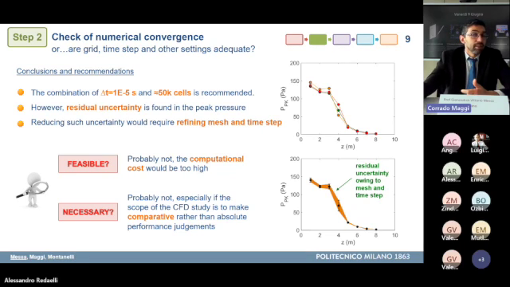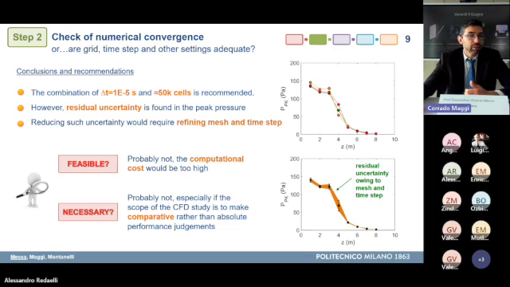Now, one could ask, but is it possible to reduce this variability? Well, yes, but this would require performing additional simulations, reducing the mesh and the time step. And this opens up questions and concerns regarding the opportunity of reducing this variability. Because one question is, okay, but would this be feasible? And I would say probably not, because the computational cost with this combination of settings is already 3 to 4 days, which is quite long. Reducing the time step or increasing the mesh would cause even longer simulation times.